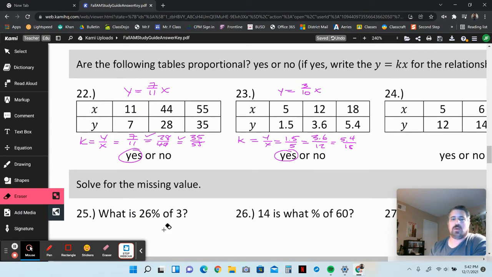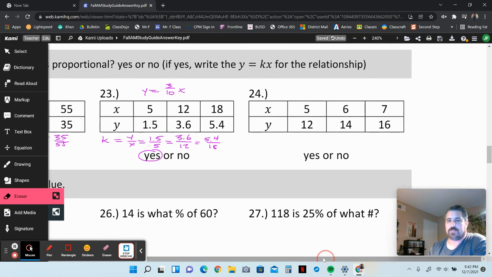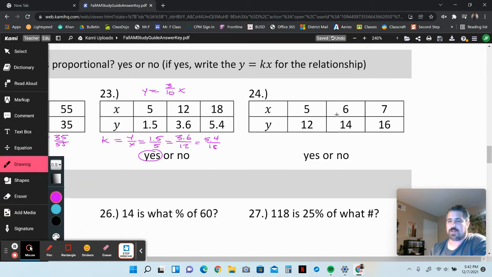All right. For the next problem over here, you're going to investigate k to see if it's constant, because if your multiplier is constant, you have a proportional relationship. So this would be k is equal to the ratio of y over x. Is that always the same? In this case, is 12 over 5 the same as 14 over 6, the same as 16 over 7? Sorry, guys. And no, the answer is it's not the same.